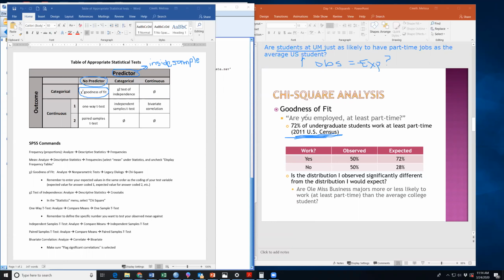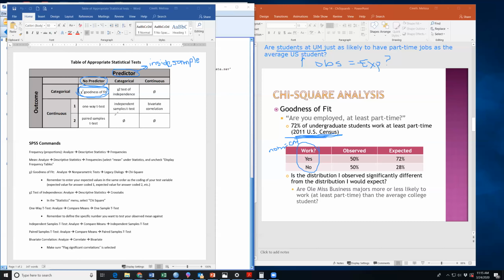And we have no predictor, and the thing that we're interested in is whether or not people have a job, yes or no. This is a categorical variable. Remember, nominal variables give us categorical data. So we have this categorical outcome that we're interested in. Do people have jobs or not? And when we have no predictor and a categorical outcome variable, we do a chi-square goodness of fit test.